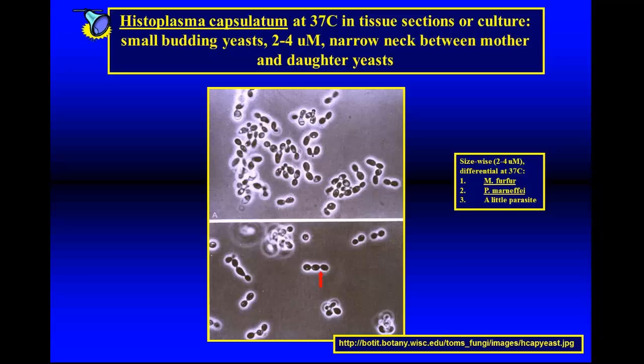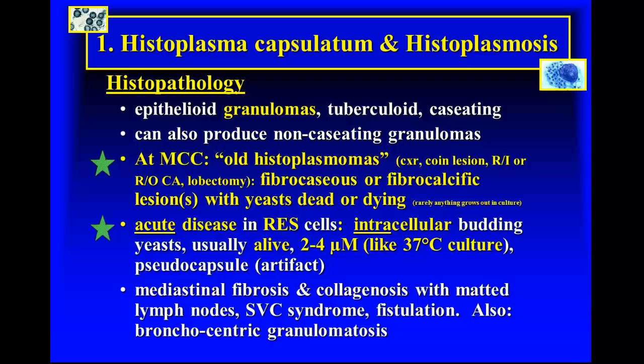other differences. And there's a little parasite that I'll ask you about momentarily that fits the description of being 2 to 4 and being present in potentially cells of the reticuloendothelial system. So keep that in your mind's eye, because that's very, very much pathognomonic.